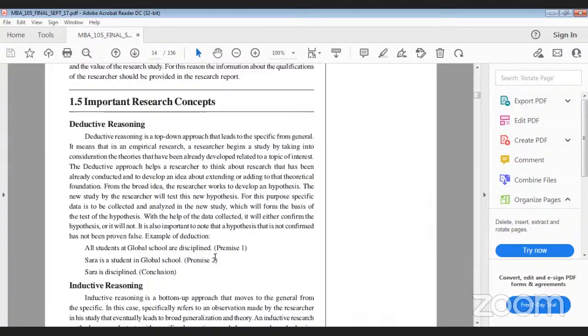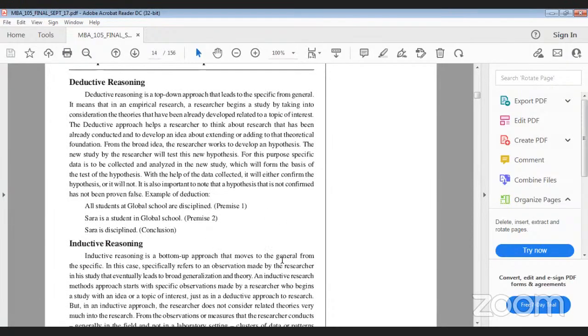Example of deduction: all students at Global School are disciplined. Sarah is a student at Global School. Second, Sarah is disciplined. Conclusion. The first, this kind of research that we do, is called deductive reasoning.